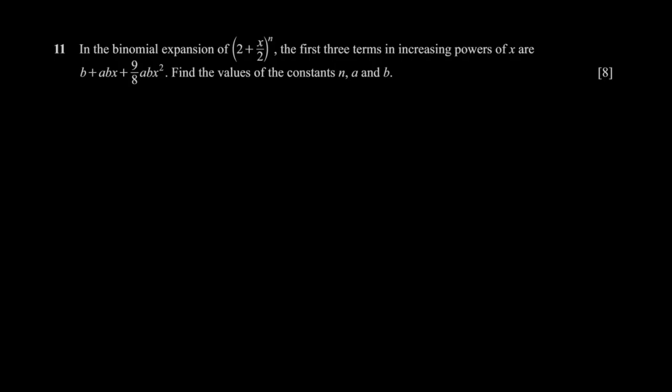Well, okay, we're going to have to do the binomial expansion, aren't we? So let's write that out. We're going to have 2 plus x upon 2 to the power of n. And we're going to have increasing powers of x, right? So we're going to start with decreasing powers of the 2 term. So I'm going to write that out. I'm going to have 2 to the power of n, and then I'll have a 2 to the power of n minus 1, and then I'll have a 2 to the power of n minus 2.